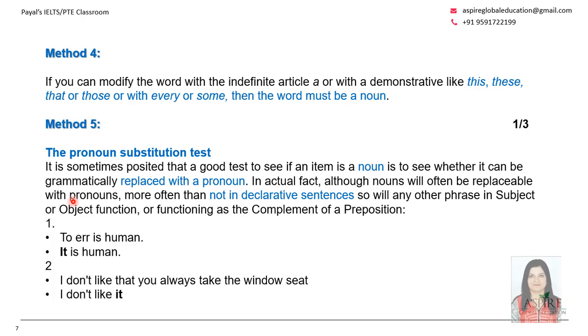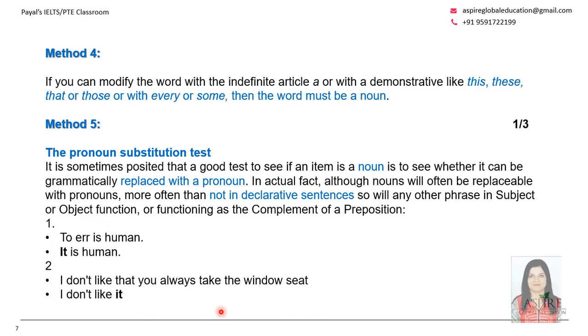What is a pronoun substitution test? It is sometimes posited that a good test to see if an item is a noun is to see whether it can be grammatically replaced with a pronoun. Although nouns will often be replaceable with pronouns, more often than not in declarative statements. For example, if I say to err is human, I ask myself a question, what is human? To err. So to err is a noun, but it is a phrase. And I can replace it with a pronoun, it.